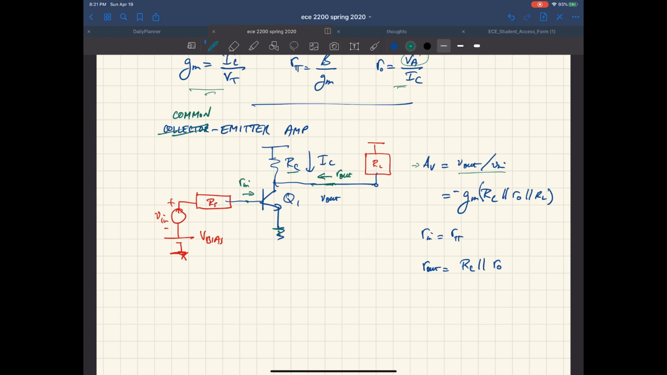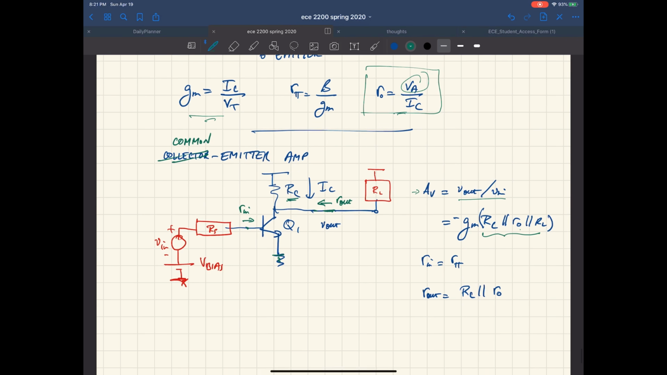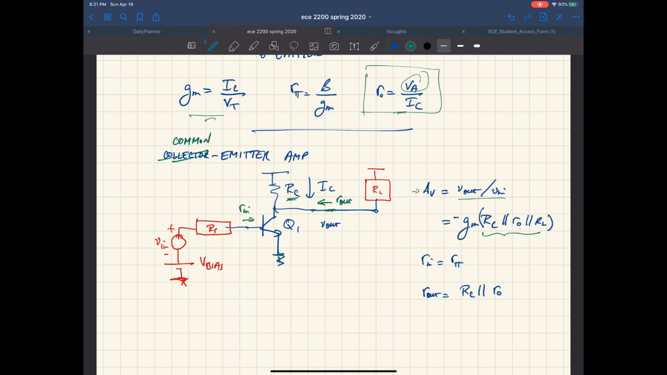Okay, so the gain of this amp, the small signal gain, which is defined as small signal V out over small signal V in, is minus g sub m times all the resistances on the collector. So that means R sub C, your collector resistance, which you plugged in yourself, in parallel with R sub 0, which is the small signal output resistance of the transistor, in parallel with your load resistance, whatever you're driving. So that's your gain. And then the input resistance is R sub pi, so that's looking into the device.